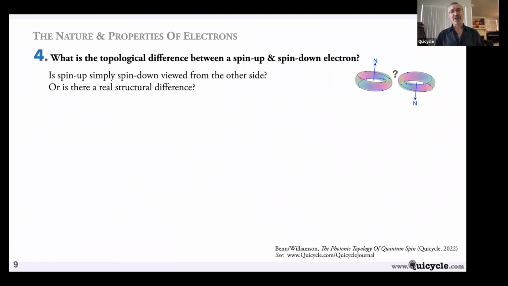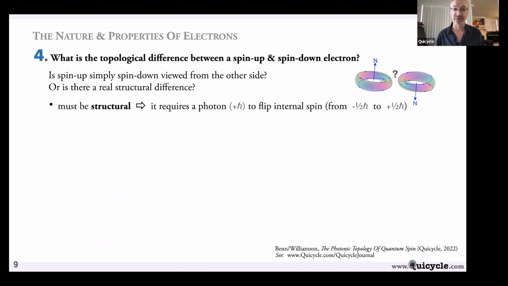Okay, so now that we understand the structure of the electron and its components of spin, what is the topological difference between a spin-up electron and a spin-down electron? Is one simply the other viewed from the other side, or is there an actual structural difference between the two? So it's my contention that it must be a structural difference. The reason is that it requires a photon with h bar's worth of angular momentum to flip the electron spin from -½ h bar to +½ h bar. So to me, that suggests that it's not something it can do by a simple rotation. It requires an angular momentum shift of some kind.